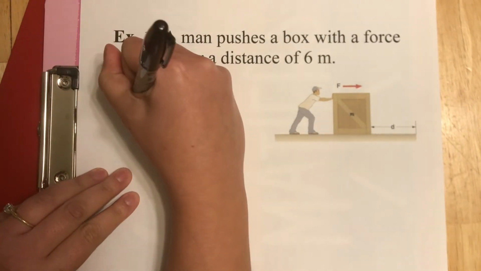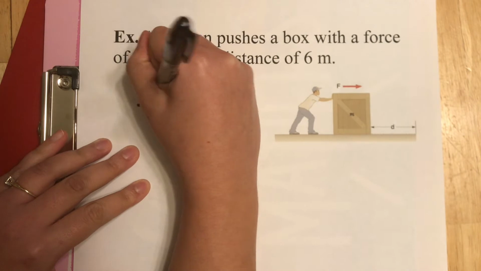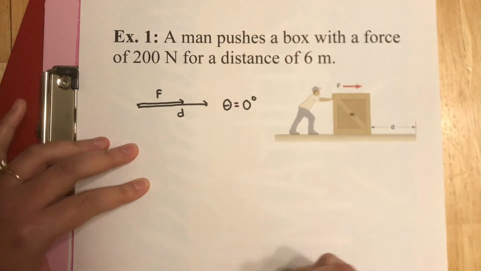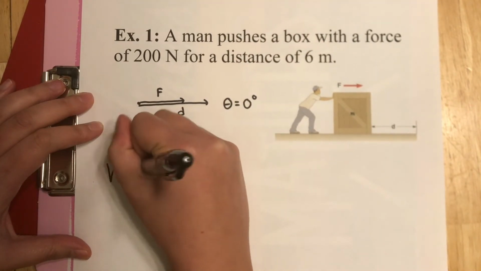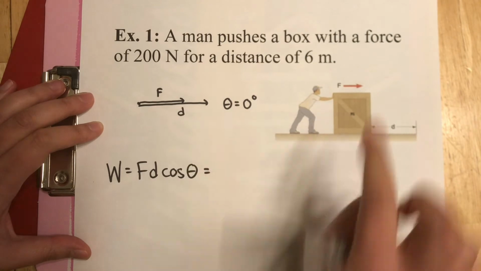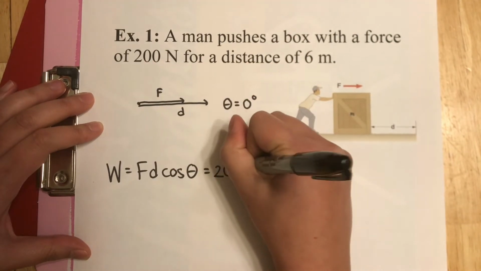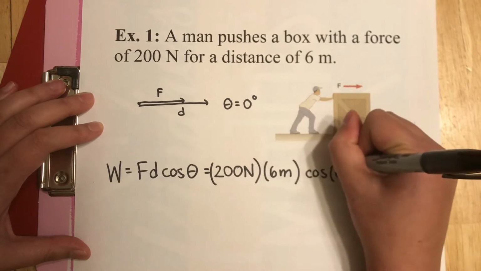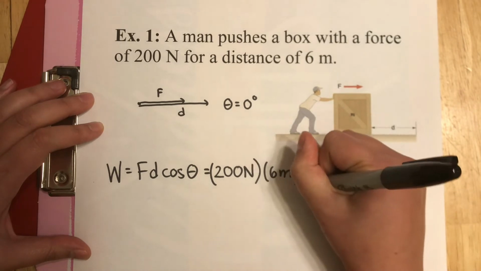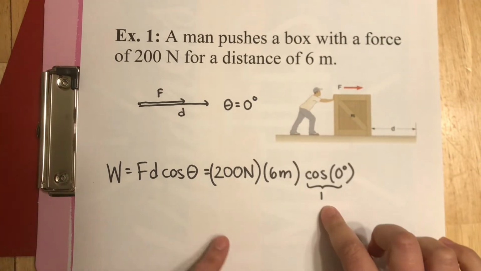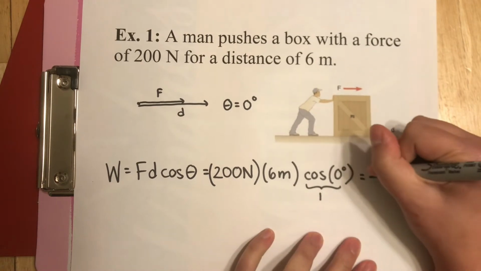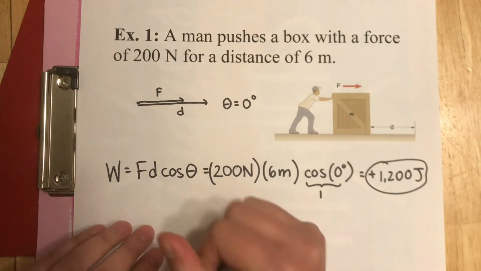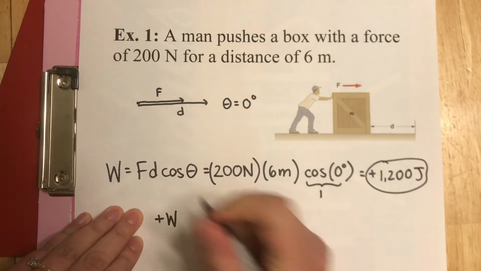In example 1, a person pushes a box for a distance of 6 meters at 200 newtons of force. In my force distance clock hands, the force is to the right, the distance is to the right, so the theta I need is 0 degrees. Force is 200 newtons times distance of 6 meters, and that's times cosine 0. Now, if you don't remember cosines off the top of your head, just substitute it into your calculator, making sure to always have your calculator in degrees. But cosine of 0 is always 1, so that's really 200 times 6, or positive 1,200 joules.